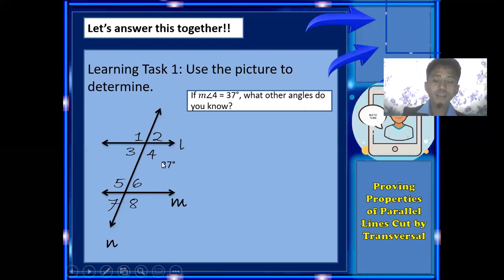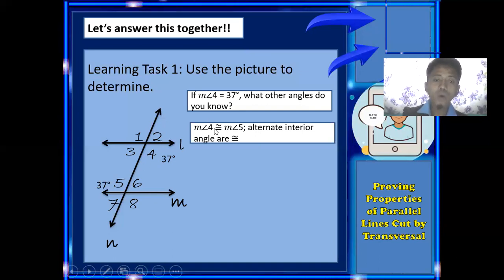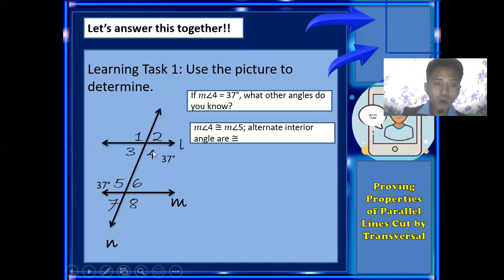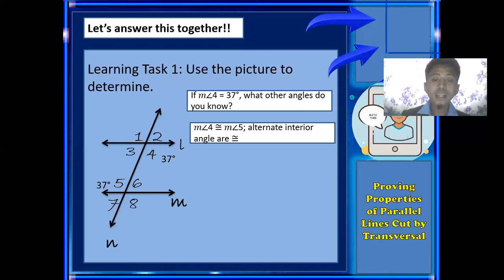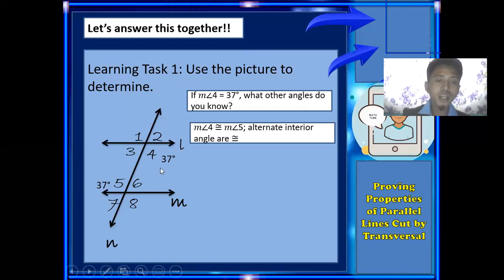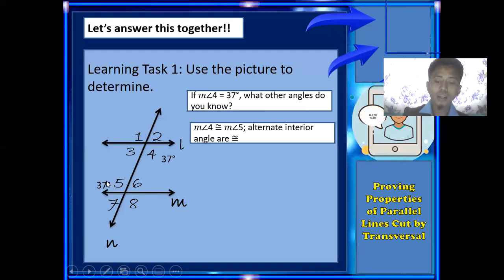First, let's identify this one. It will be our guide. Angle 4 is congruent to angle 5, based on what we have discussed a while ago, the concept of alternate interior angles. The alternate interior angles are always congruent. Since they are alternate interior angles, angle 5 is also 37 degrees.